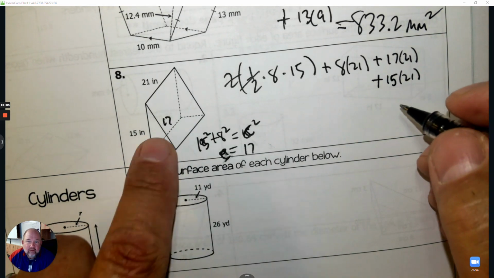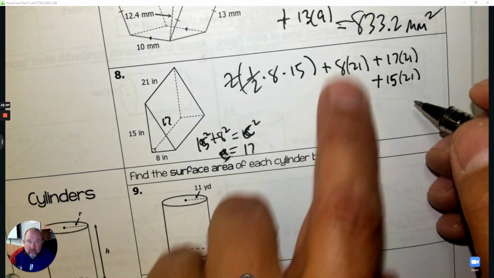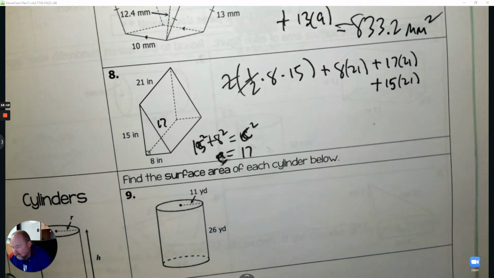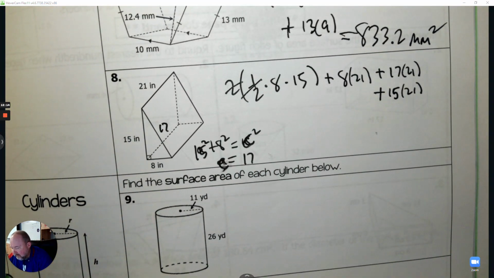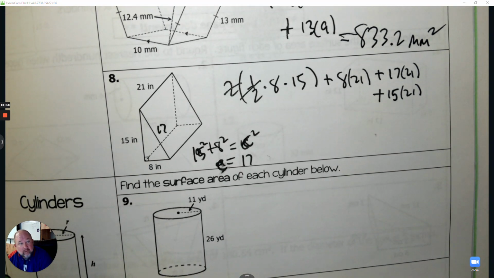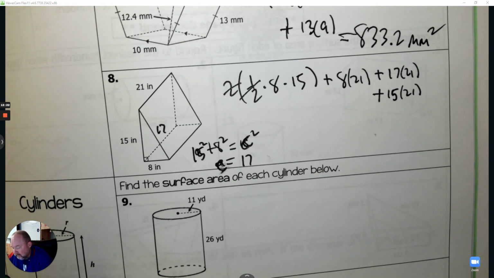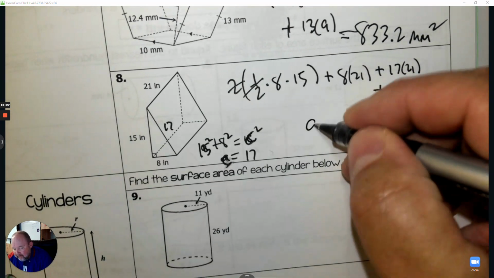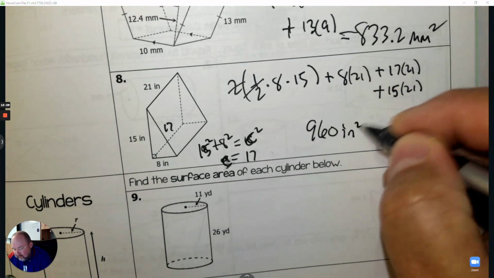How the shape of your base is, like a triangle, tells you how many rectangles there are. There's 3 of them, right? 3 sides to a triangle. And then multiply it out. 8 times 15 plus 8 times 21 plus 17 times 21 plus 15 times 21. And you get 960, and that is inches squared.